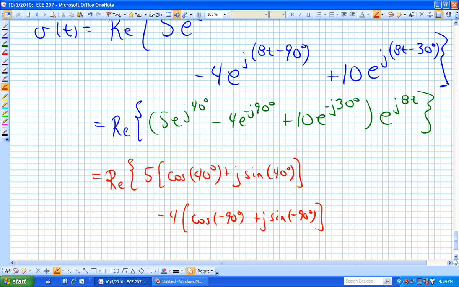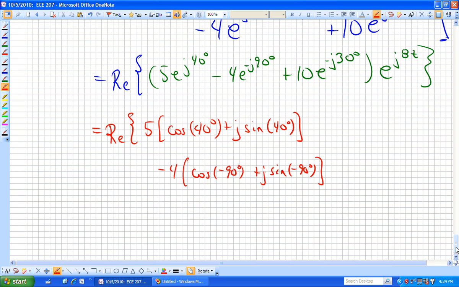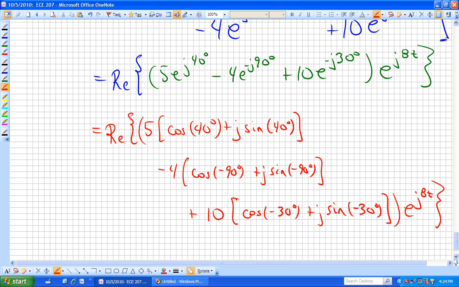And I could have done that in the other way. I could have said, oh, let me just consider that to be cosine x minus j sine x. It's the same thing that I've written down, plus the 10 times cosine of minus 30 degrees plus j sine of minus 30 degrees. All of that is times e to the j8t, and I want to take the real part of that at the very end to get back what I wanted, my combination of those three spinning phasors.